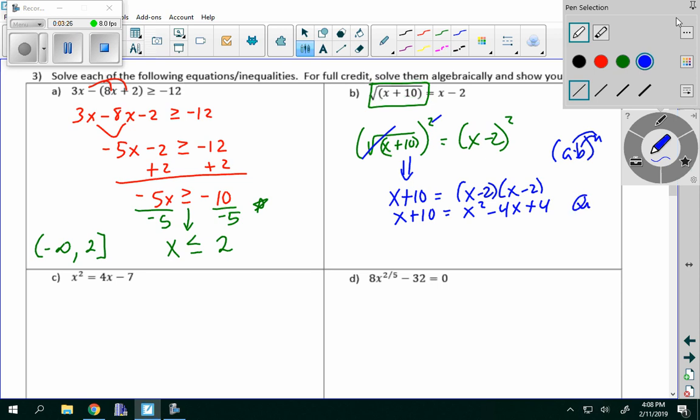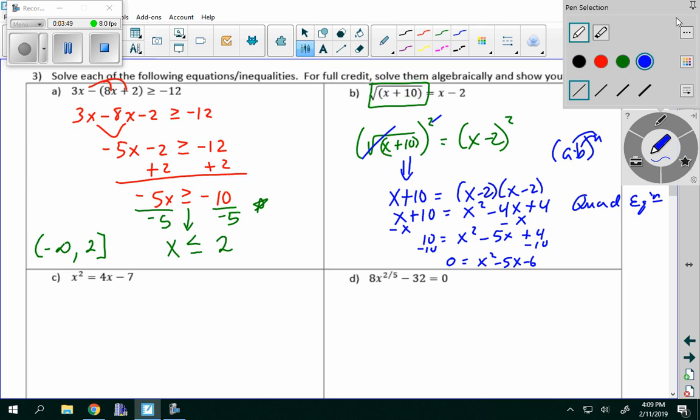We now have a quadratic equation. So I'm going to put all my terms on one side of the equation. I'm going to subtract x. I'm going to get 10 equals x squared minus 5x plus 4. Then I'm going to subtract 10 from both sides. And I get 0 equals x squared minus 5x minus 6.